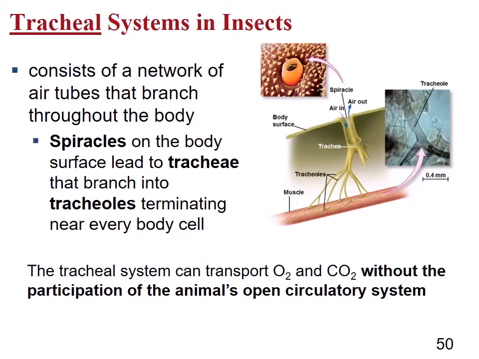So then for another gas exchange system, the tracheal system in insects consists of a network of air tubes that branch throughout the body. They have spiracles on the body surface that lead to tracheae that branch into tracheoles. And the really cool thing about this is that they terminate near every body cell. So insects have a tube that connects to another tube that connects to another tube that connects to the cells. And that transports oxygen and carbon dioxide without having to participate with the circulatory system.